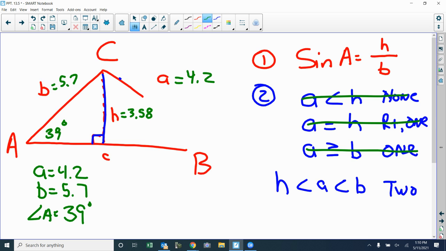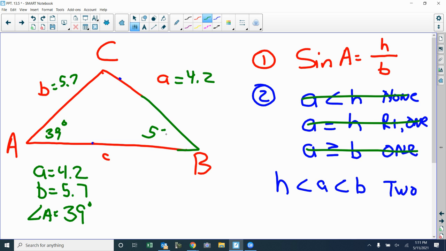Let's complete the first one. We have everything here. What's the only thing I can solve for? Angle B. We already did it once, so do it again. You have to use your inverse. So the only thing I can solve for is angle B, and you should get around 58 degrees.